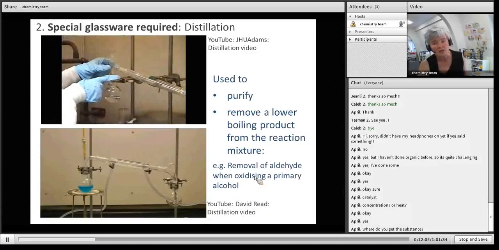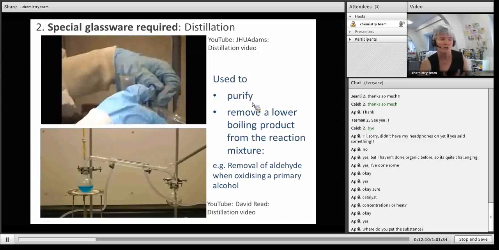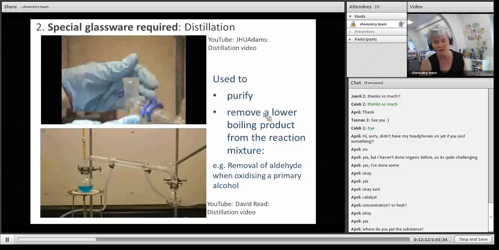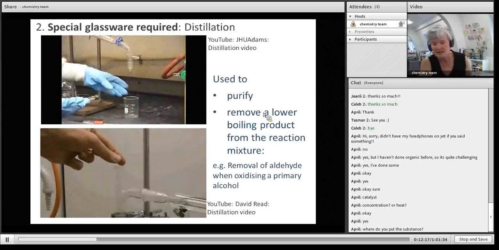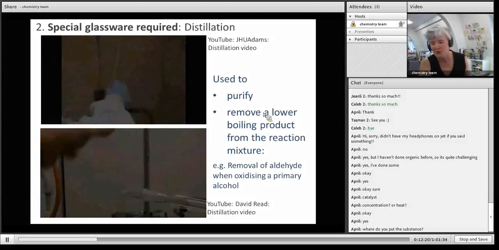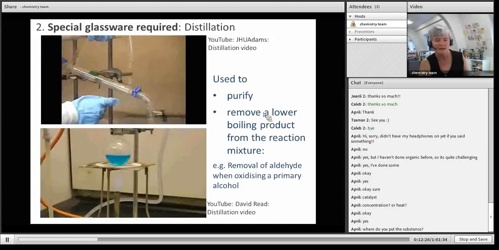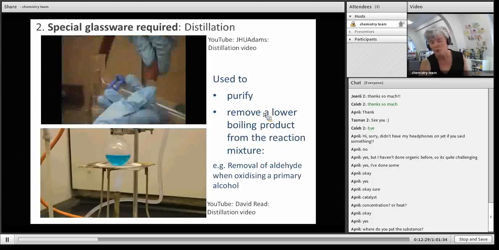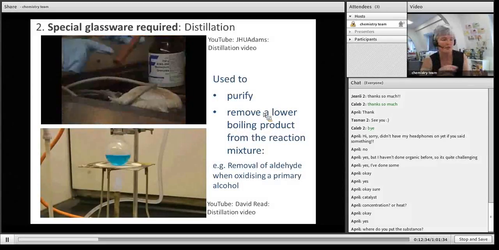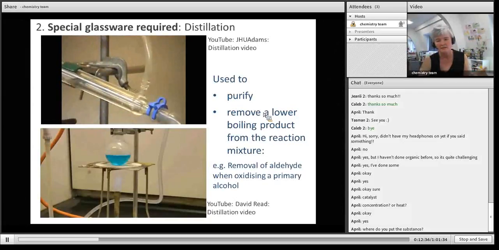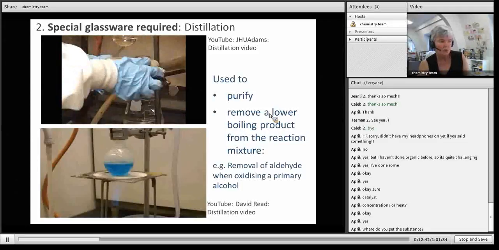And when do we use distillation? It's to purify a substance and to remove a lower boiling product from a reaction mixture. For example, I talked about ethanol and the aldehyde. Ethanol, because it's got hydrogen bonding, has a higher boiling point. So if I'm converting ethanol to an aldehyde, any aldehyde that forms, I can distill off first. So I've still got my ethanol here in the flask, and my aldehyde is coming off until I've got no more ethanol left over, because it's all reacted. So that is a purpose of using distillation.